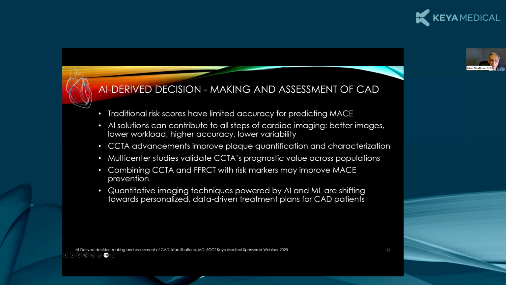And also quantitative imaging now, the techniques powered by AI and machine learning, are really shifting towards a personalized, data-driven treatment plan for coronary artery patients. So we are moving from population to individual, like a customized treatment plan, like they're doing exactly in cancer. They're moving to personalized treatment of that particular cancer, because there's so much heterogeneity in pathology that you have to really focus on personalized care. Some people need slightly different treatment.